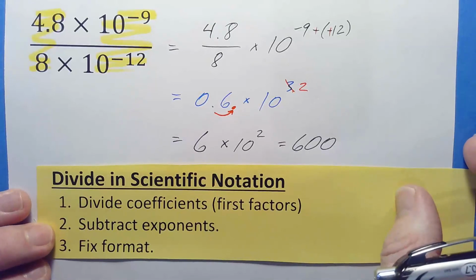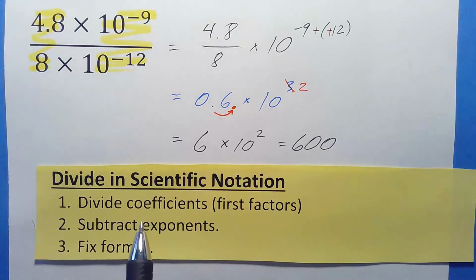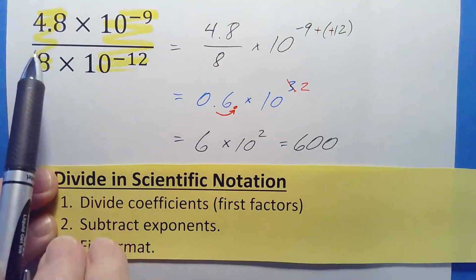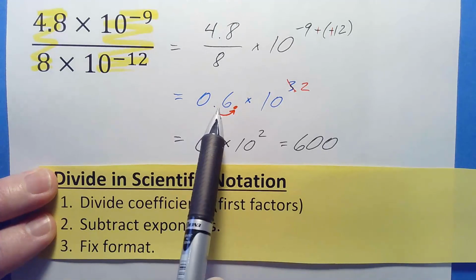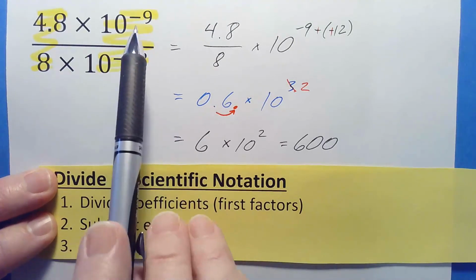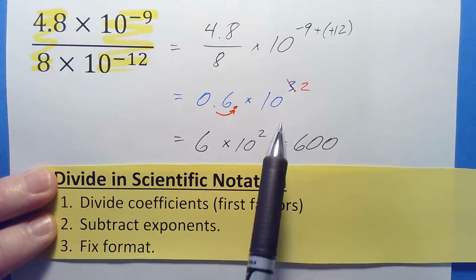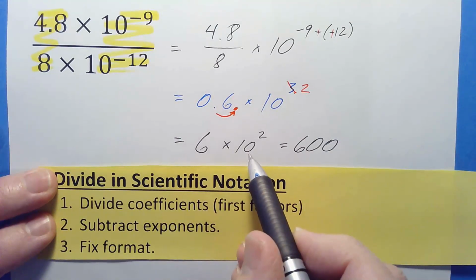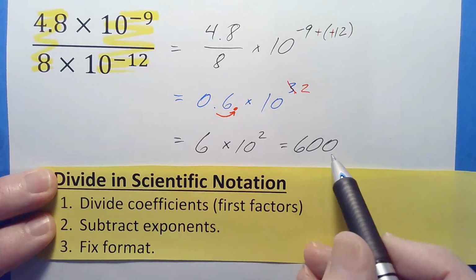Okay, so let's summarize what we just did here. This is the important takeaway for today. When we divide in scientific notation, we divide the coefficients: 4.8 divided by 8 is 0.6. We subtracted the exponents: negative 9 minus negative 12 was a 3, but then we fixed the format. And depending on what you're doing, you might write your answer as 6 times 10 to the second power, or you might write that as 600.